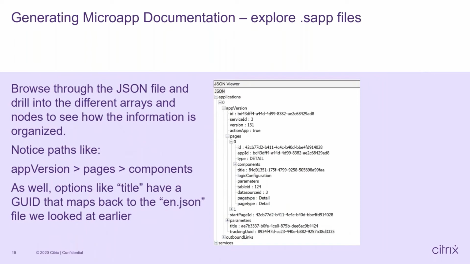Browsing through the JSON structure within file.sap, we start to find things like pages and the components that make up a page, such as text inputs, tables, and buttons. As well, you'll see values such as title containing GUID. These are the values that map back to the language file we looked at earlier.